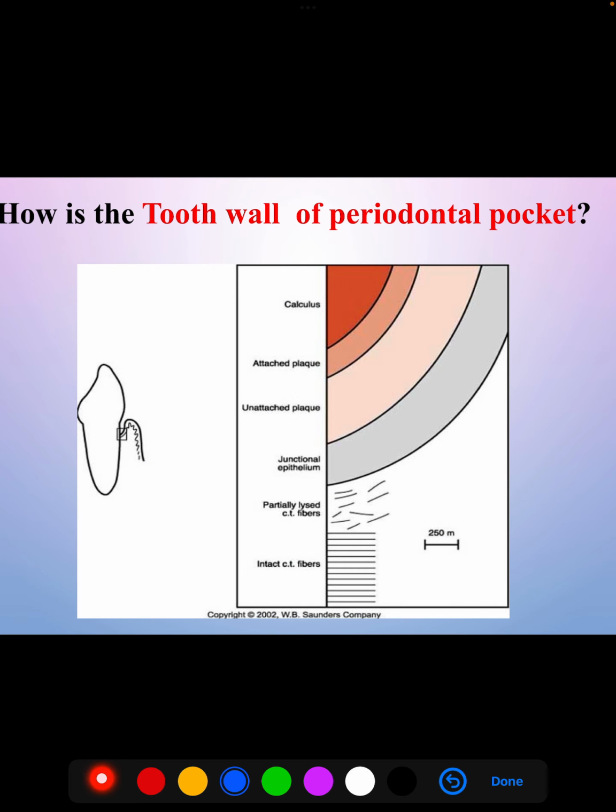Now, how is the tooth wall of a periodontal pocket? There will be a layer of calculus which is covered by attached plaque, followed by a layer of unattached plaque. So these are the contents in the pocket. Then we have the junctional epithelium, partially lysed collagen fibers below that, and then intact collagen fibers beneath that. This is the tooth wall of a periodontal pocket.